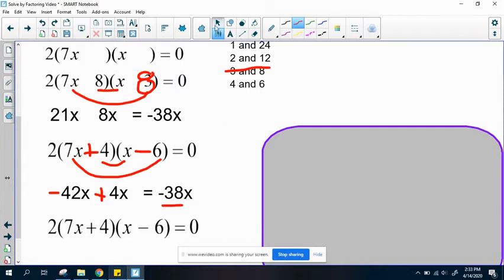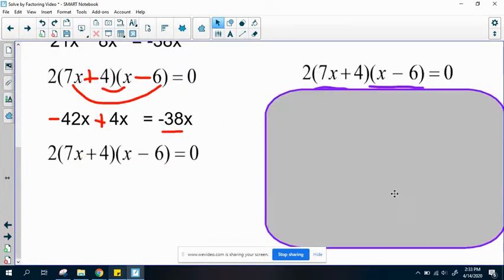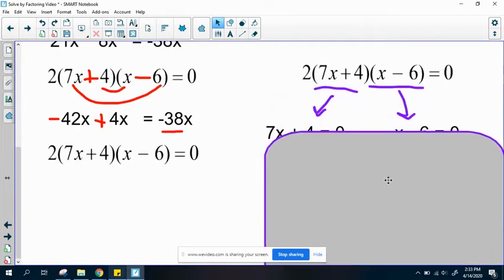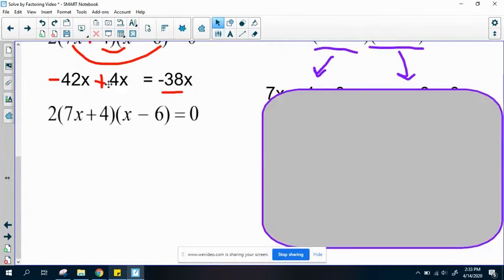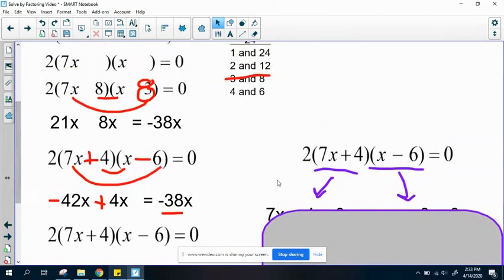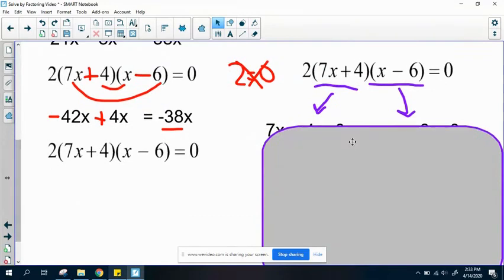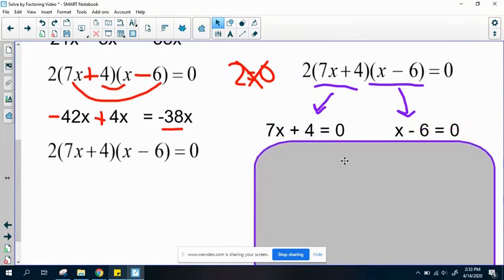Now, once you get the answer, you're not done. Now is when you need to do the zero product property, and I need to set each of my factors equal to 0. Now, I hope that you can see I'm actually not setting the 2 equal to 0, because 2 equals 0 doesn't make any logical sense. There has to be an x for me to solve for it. So the only thing I'm going to do is set the 7x plus 4 equal to 0 and the x minus 6 equal to 0. I'm going to solve it.